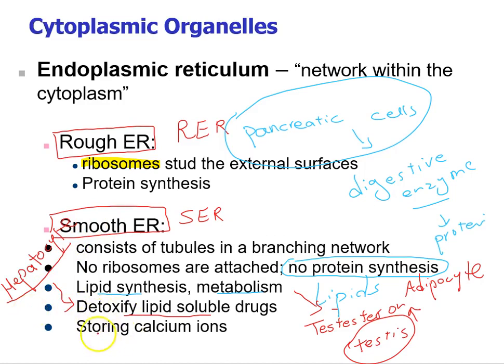And what about the muscle cells? Their smooth endoplasmic reticulum is going to store the calcium ion. Just remember that the muscle cells need the calcium ion for contraction. Okay, and then inside of the cytoplasm of muscle cell, there are lots of smooth endoplasmic reticulum, which is specialized or modified to store the calcium ion.